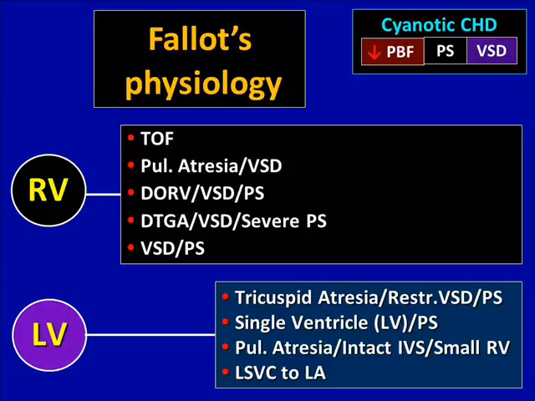Now, lesions in Fallot's physiology can be further categorized based on the type of apical impulse. So, RV apex is found in tetralogy of Fallot and in pulmonary atresia with VSD, DORV with VSD PS, DTGA with VSD with severe PS, and also VSD PS. Now, LV apex is associated with tricuspid atresia with restricted VSD and PS, single ventricle of LV type with PS, pulmonary atresia, intact IVS and a small RV, and occasionally in left SVC draining to LA.